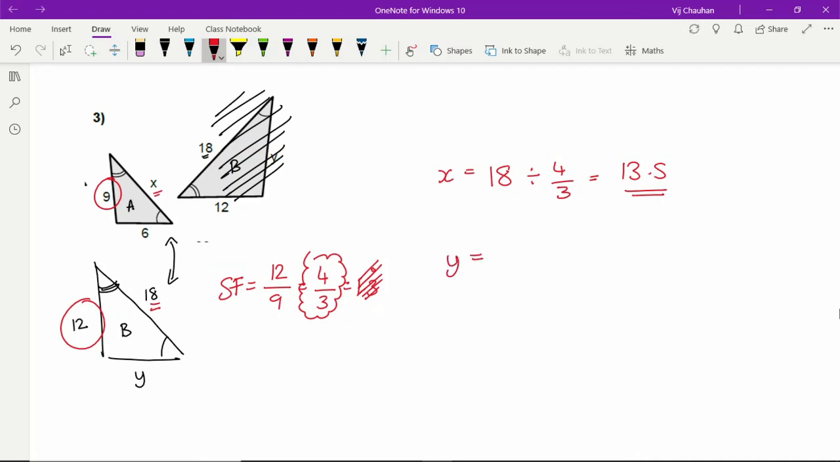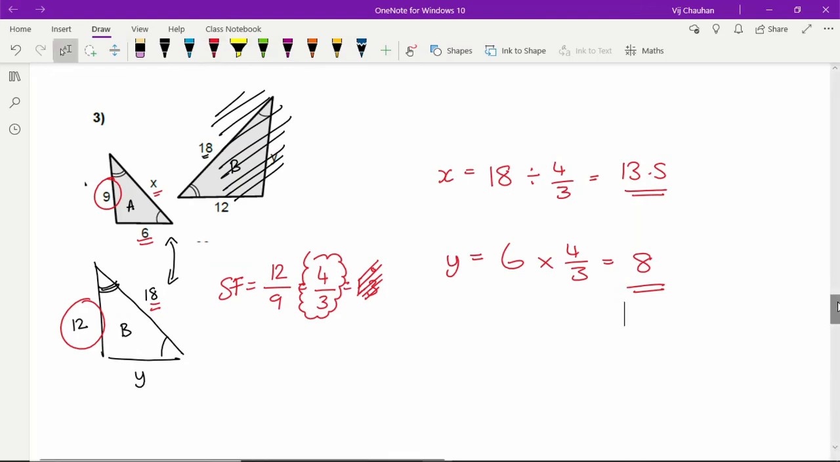For y, again, I'm going for 6, which is the corresponding side, and this time I'm going from small to big, so I'm going to multiply by the scale factor. So if I do 6 times 4 over 3, I get an answer of 8, which again looks correct because I'm expecting an answer that is bigger than 6.